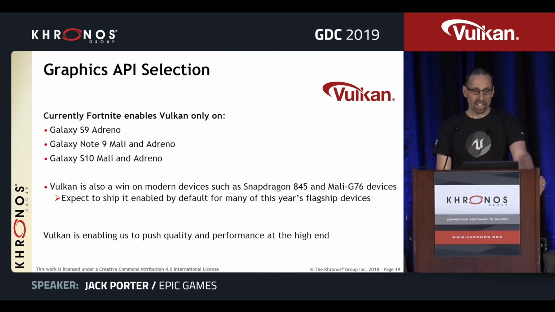So currently we're shipping Vulkan only on some high-end devices. It's also a win on pretty much all the modern, or this year's flagship devices based on 845, 855, and Mali G76 GPUs. And so I expect we're going to enable it by default on a lot of new phones this year. But what Vulkan is enabling us to do is to push quality and performance on the high end. So we're intending to make use of Vulkan to actually improve the quality somewhat for those very high-end devices.